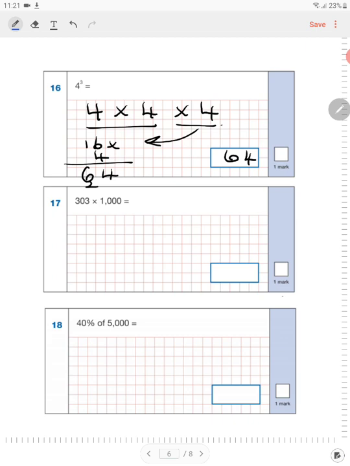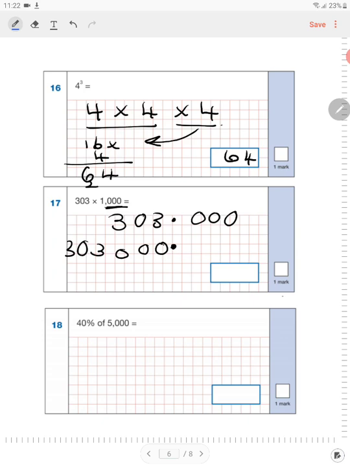Okay, 303 times 1,000. A lot of you will have been able to do this one in your head, but again, this is all about your place value. So I'm going to shift things 3 places to the left. Decimal point does not move. So this 0 here is going 1, 2, 3. So my 0 ends up there. Everything follows on. So you should have had 303,000.